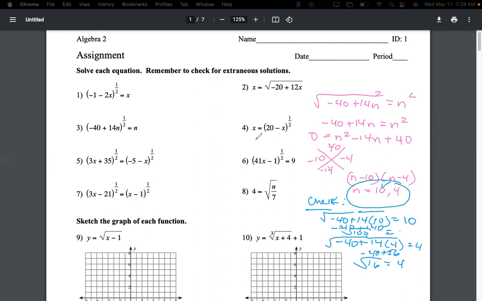Right. So this raised to the 1/2 power is the same thing as taking the square root of something. Okay. So all of these you're going to do the exact same way. Number 8 is the only one that's kind of written differently. So let's go ahead and take a look at that.